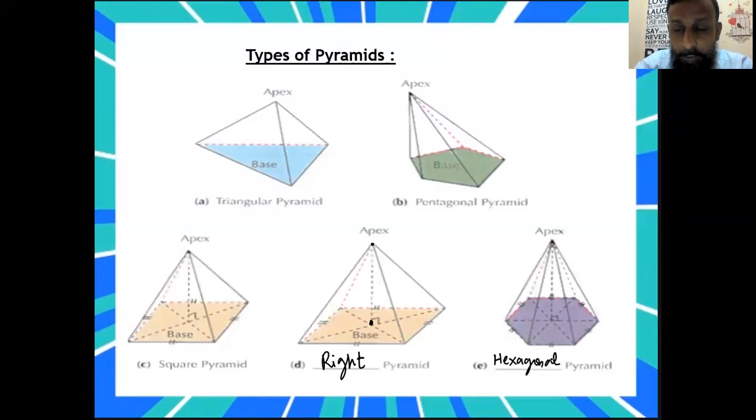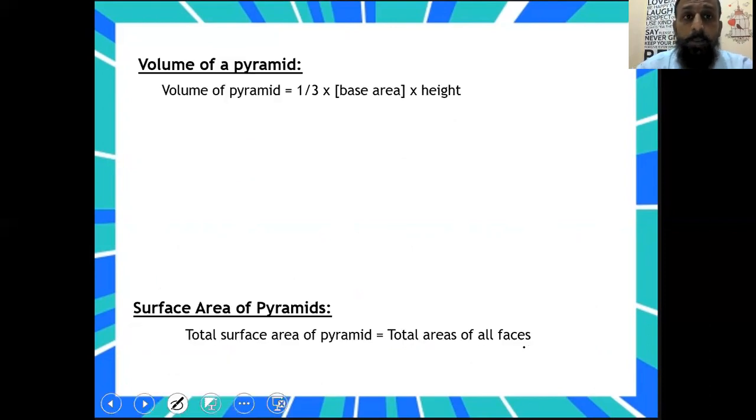All right, boys and girls. So for any type of pyramid, the base plays a very important role. We generally name the pyramid with its base, right? So boys and girls, we will be using different formulas to calculate the volume and the surface areas. So the volume of the pyramid is given by 1 upon 3 times base area times height. That is 1 upon 3 multiplied by the base area multiplied by the height.